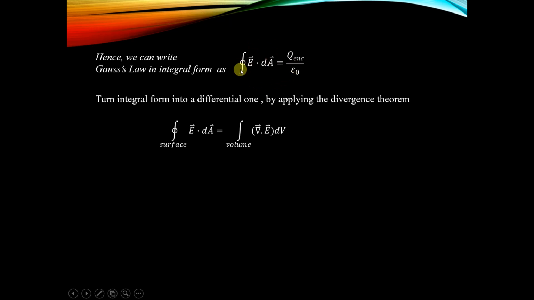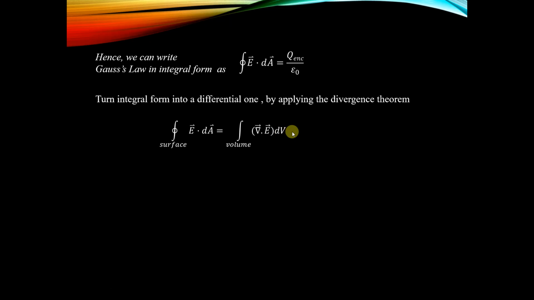Next, we make use of this integral form and get the differential form. For that we need to bring in the Gauss divergence theorem, which we talked about in the first lecture. If we apply this divergence theorem to this particular integral, we can write the closed surface integral E dot dA as equivalent to the volume integral of the divergence of the field, del dot E, into a small elemental volume dV. So closed surface integral E dot dA is equal to volume integral del dot E dV.